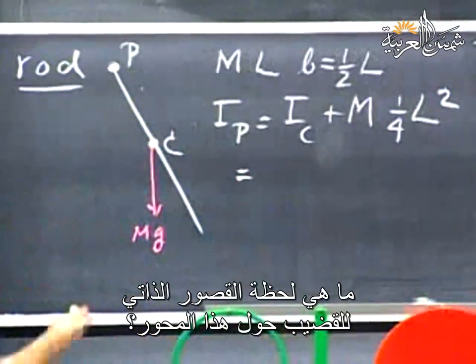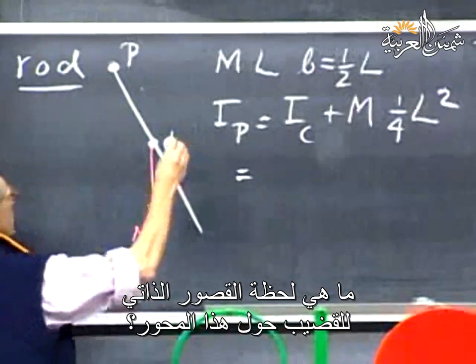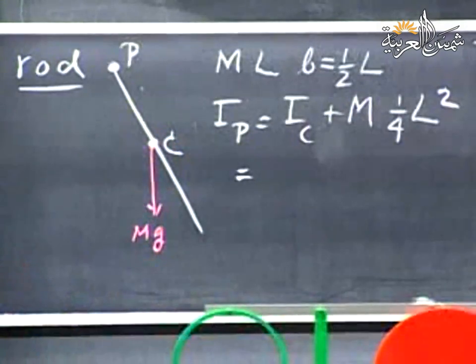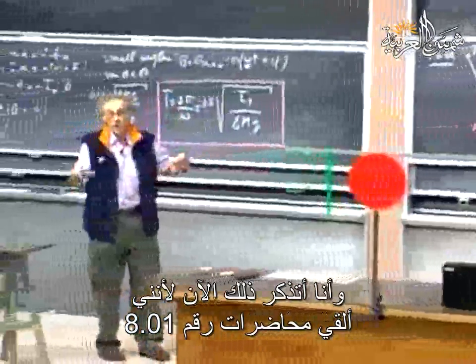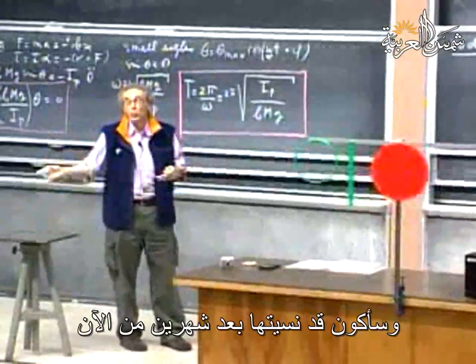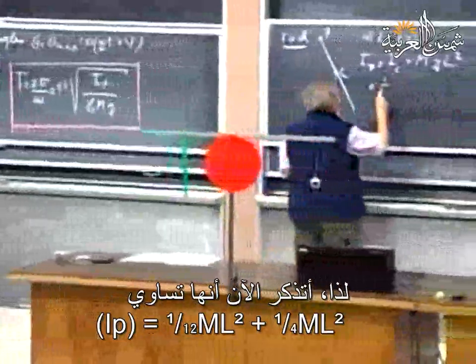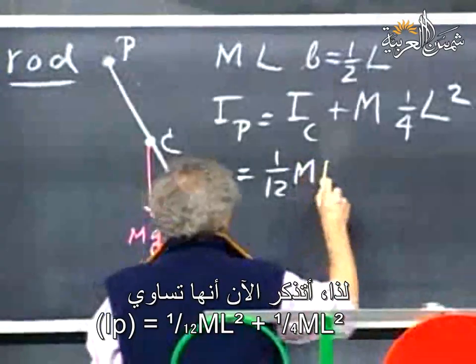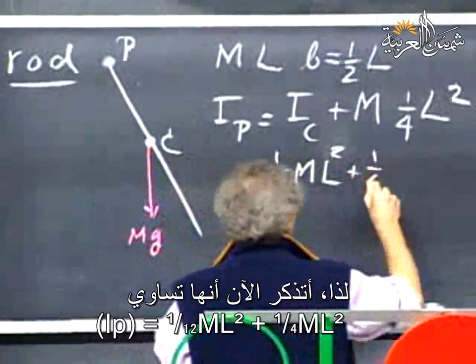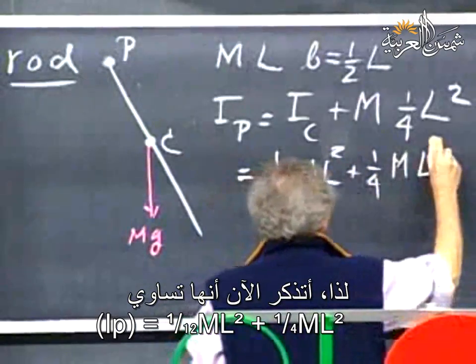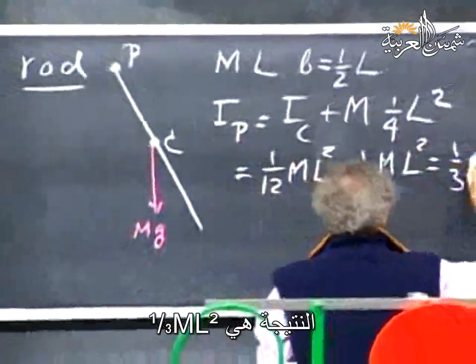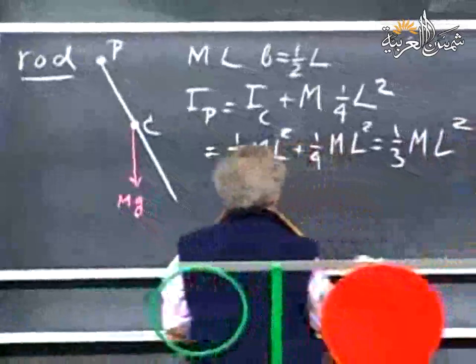What is the moment of inertia for rotation of a rod about this axis? I looked that up in the table. I happen to remember it now because I'm lecturing 801. Two months from now I will have forgotten. So I remember now that it is 1/12 m L squared plus 1/4 m L squared. That becomes 1/3 m L squared.